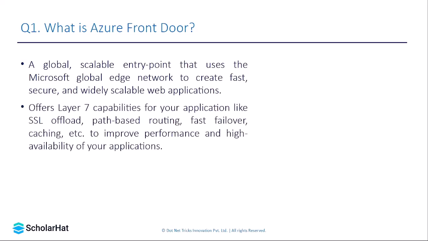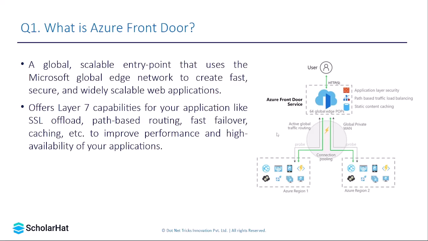It offers layer 7 capability of web application like SSL offload, path-based routing, and fast failover, caching, etc. to improve performance and high availability of an application. In simple terms, with the help of Azure Front Door, we can make our application secure as well as improve its performance. Azure Front Door operates on OSI layer 7 and it provides capabilities like SSL offload, path-based routing, and fast failover. The SSL offload is a crucial part in the performance of a web application.